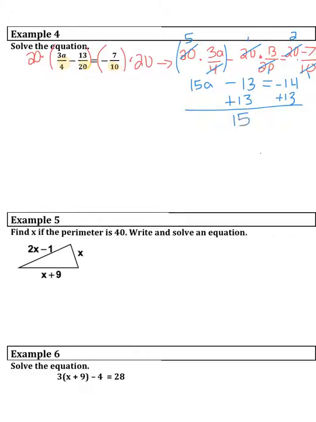Now you have 15a, because these cancel, equal negative 1. And then we divide by 15 on both sides. Remember, I don't need my calculator for that. I can leave it as a fraction. It's negative 1/15. It's reduced, it's simplified.